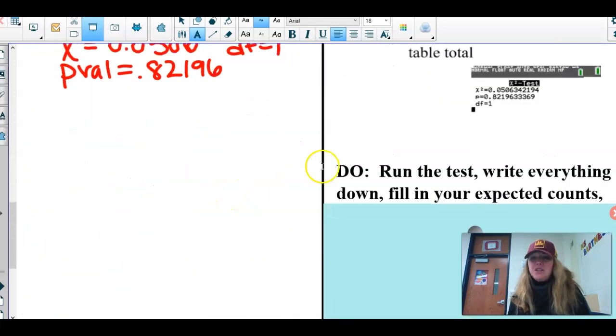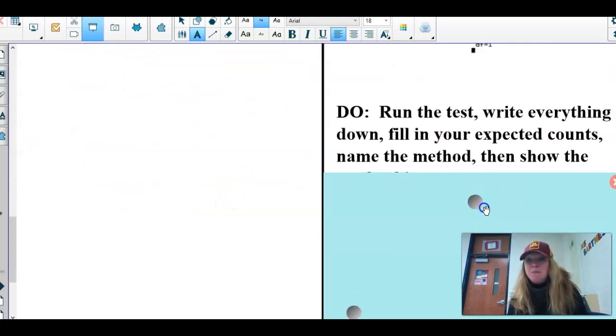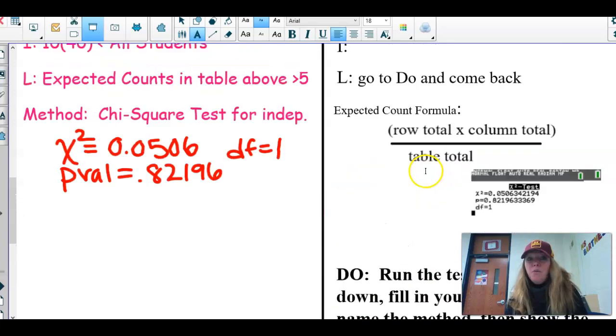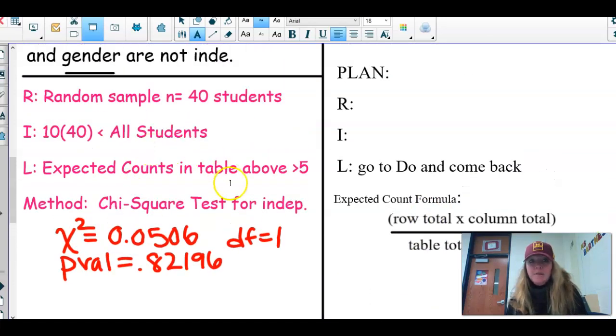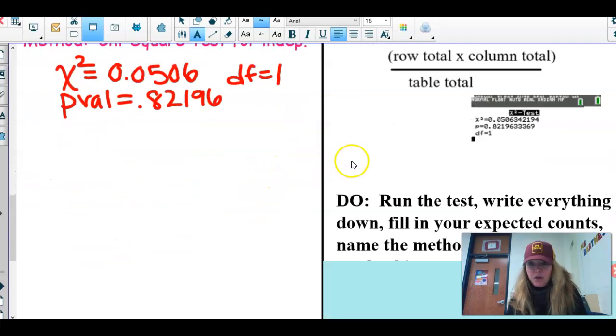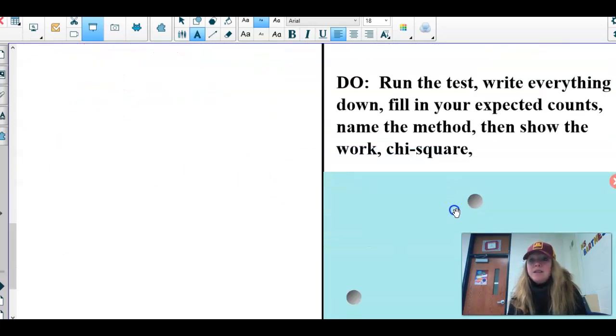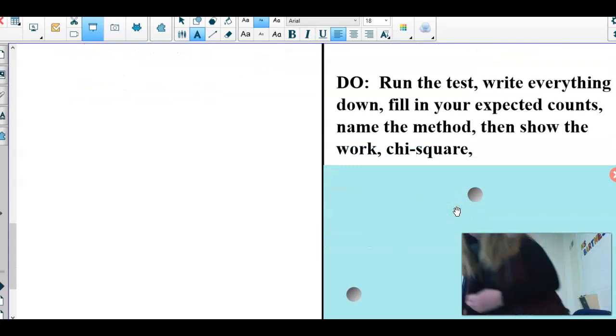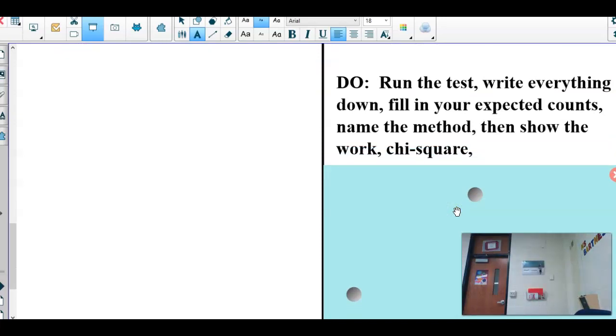Let's go back and let's finish that do. So we ran the test. We wrote everything down. We filled in our expected counts. We named the method already. One thing we did not say, and we already wrote expected counts in the table above are greater than 5, so we're okay. Then we need to show our work, the chi-square, okay? So let's do that now.